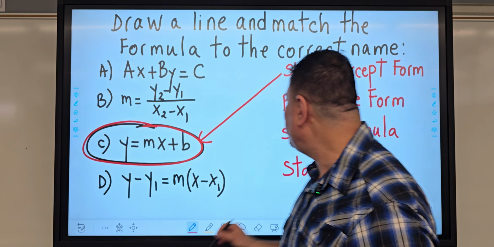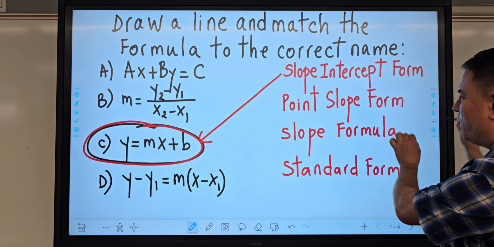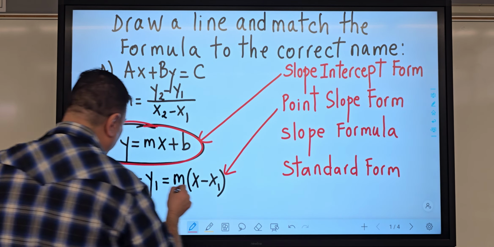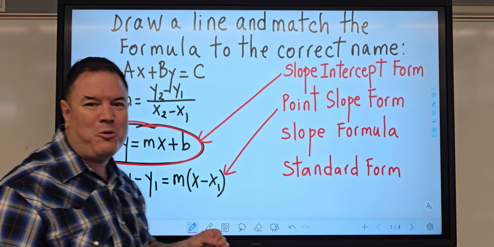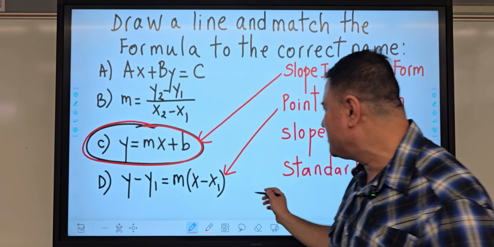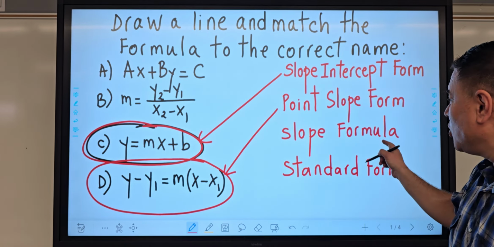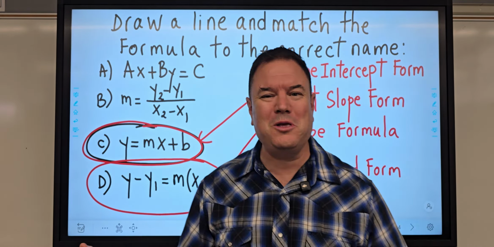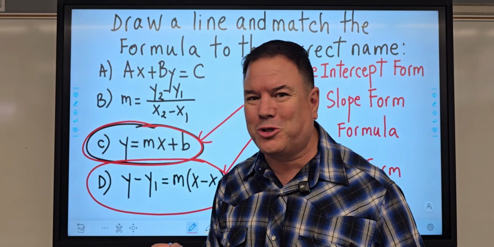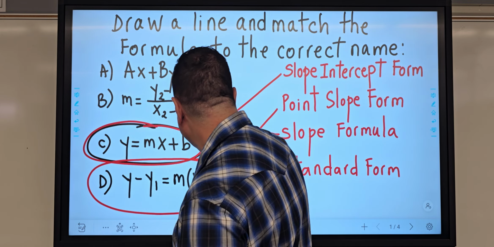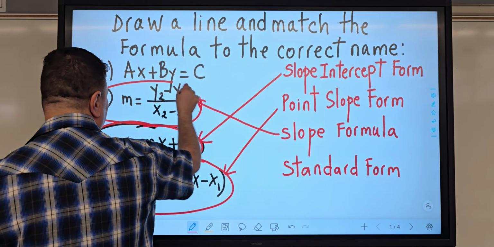Very useful. Let's take a look at point-slope form. Point-slope form is y minus y1 equals m times x minus x1. Remember that. And let's take a look at the other one, slope formula. We've been using this for many weeks. Slope formula, remember, m equals y2 minus y1 over x2 minus x1. That's correct. This is the slope formula.